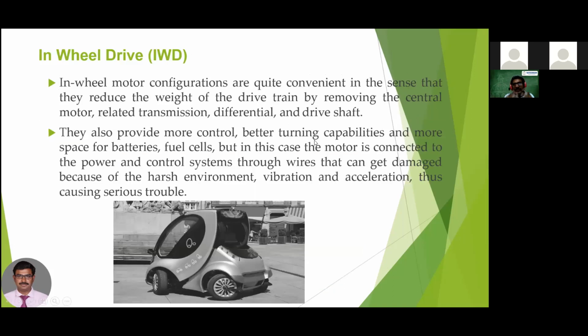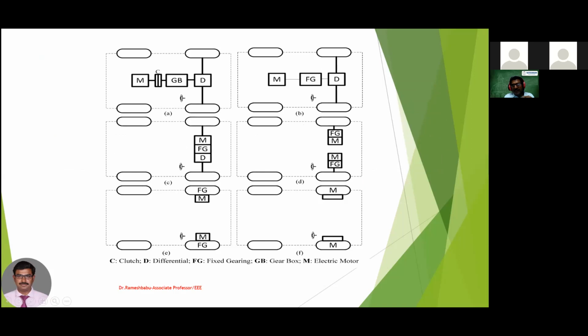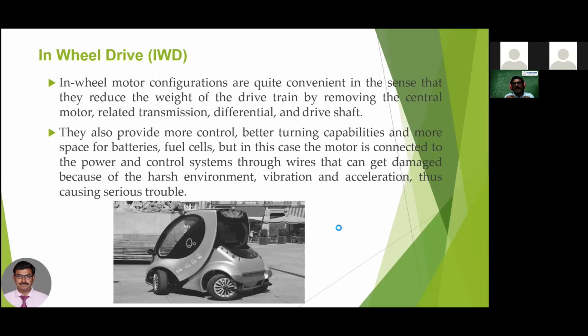Next is the in-wheel drive system. In the in-wheel drive system, you can see the motor configuration. As we discussed in the previous diagram, the last one, F, is nothing but the in-wheel drive system. In the in-wheel drive system, see, the motors are connected, and they also provide more control. In the wheel itself, the motor is connected.